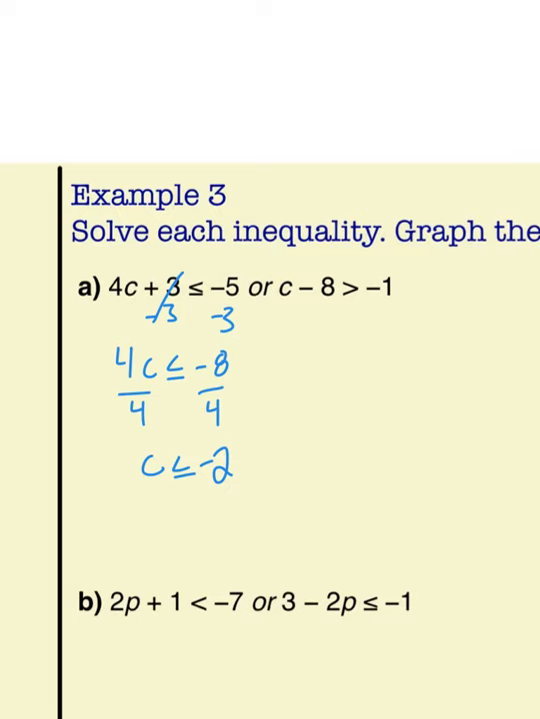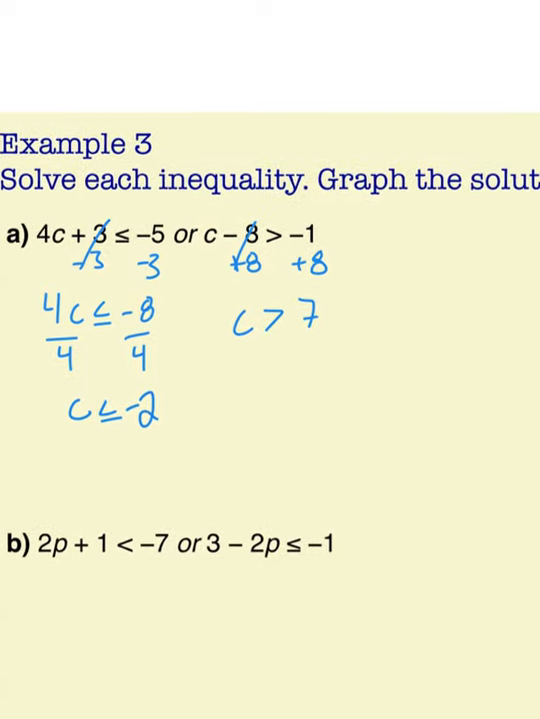And now the second equation, I have c minus 8 is greater than -1. Add 8 to both sides, and I have c is greater than 7. So when we set this up on a number line, our inequalities are going to go away from each other. So c is less than or equal to -2. Make sure you shade in the or equal to, it points to the lesser numbers. And c is greater than 7, it points to the greater numbers.